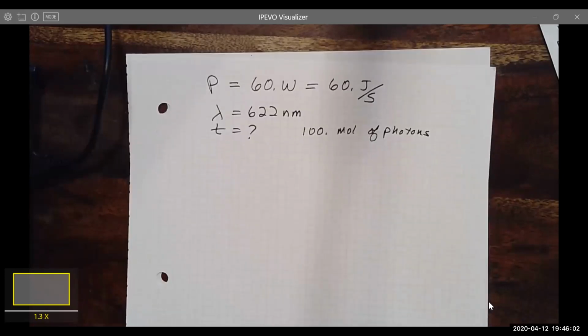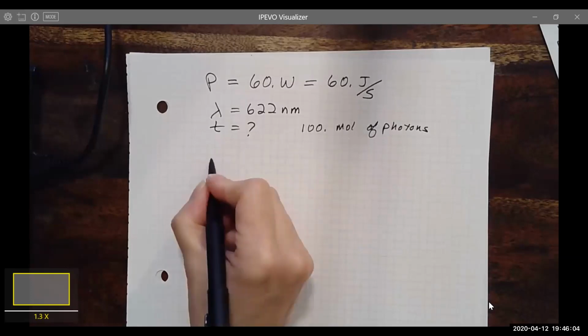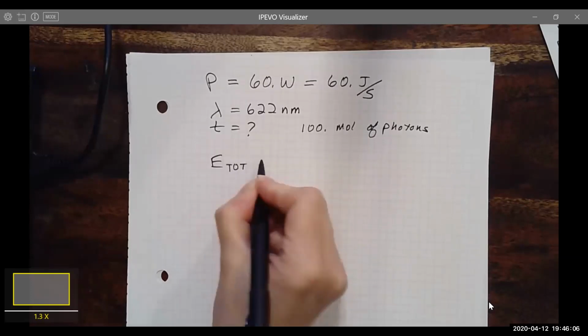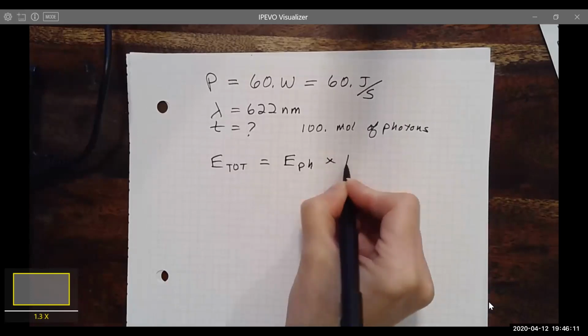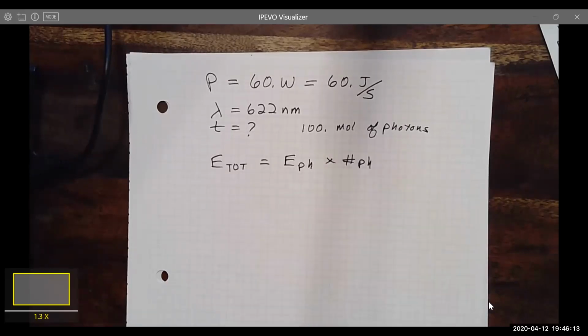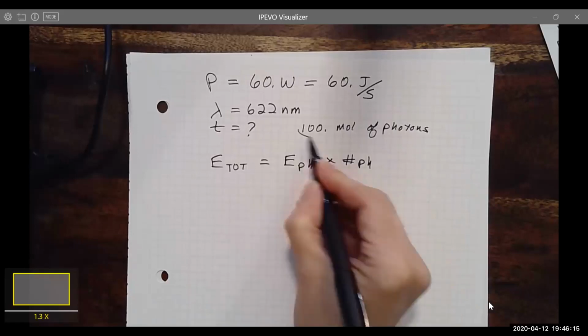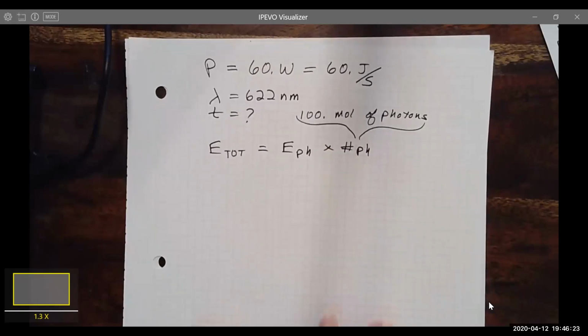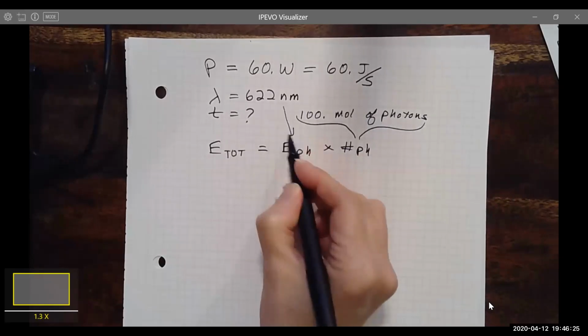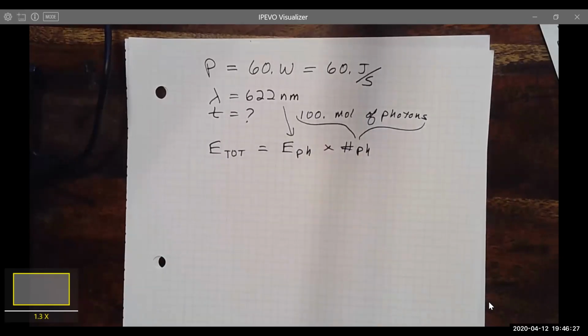And so this is also going to be an energy total is equal to energy of a photon times the number of photons problem. Only now we have the number of photons. This is our number of photons, 100 moles. The energy of the photon we're going to get the way we just got it in the last problem, because we have the wavelength. And so we'll be able to get the energy total of that 100 moles of photons.